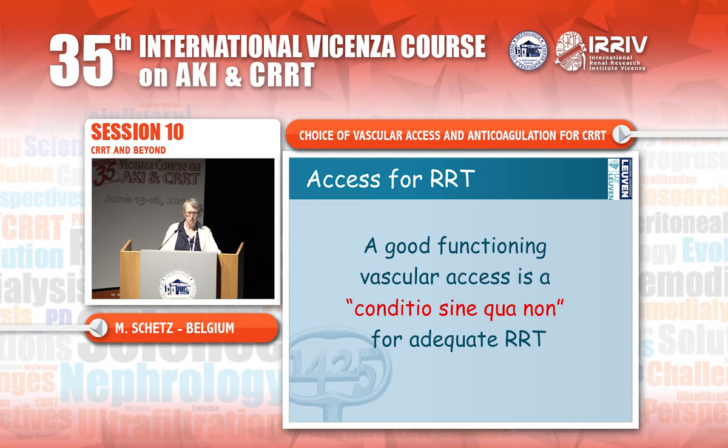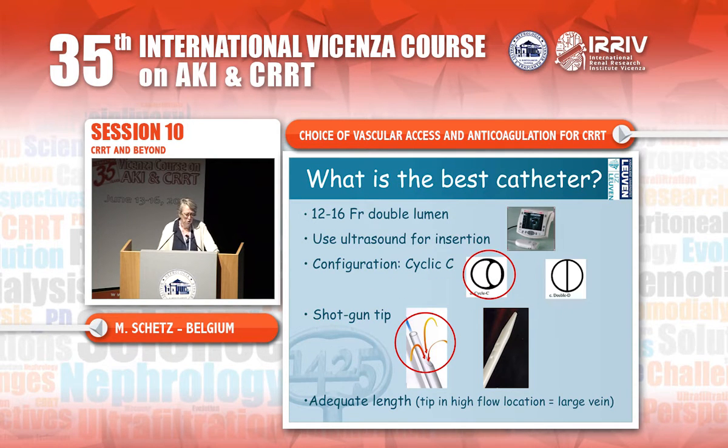I first want to stress that a good functioning access is really a conditio sine qua non for adequate renal replacement therapy. So if you don't have a good catheter, you have to replace it, otherwise you will remain with problems. So in acute kidney injury, renal replacement therapy is usually done with a 12 to 16 French double lumen catheter.